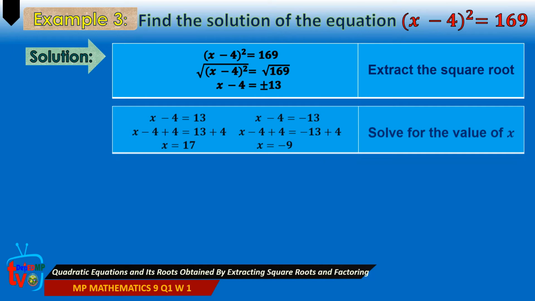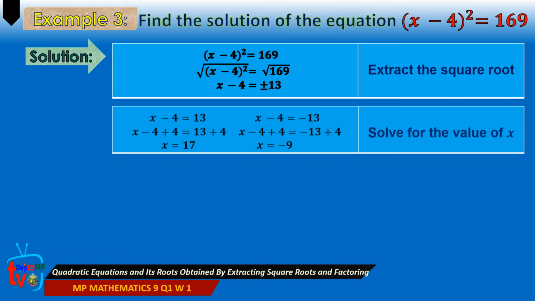Next, x minus 4 is equal to negative 13. Same thing, we apply again the addition property of equality. So we have x minus 4 plus 4 is equal to negative 13 plus 4.